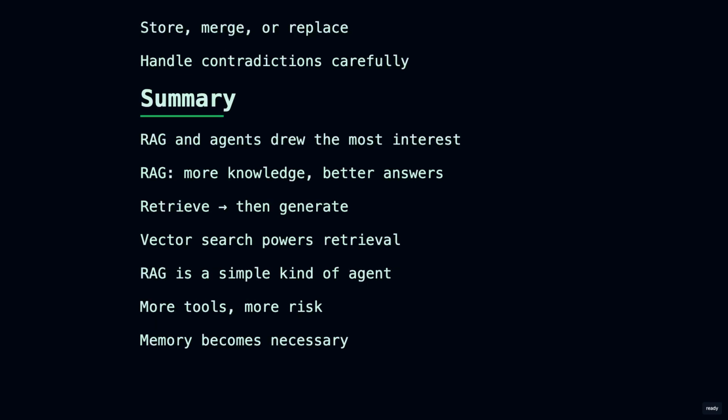RAG and agents both work with more information than a model can hold in its context window. That's why a memory system becomes important. It helps organize, store, and reuse information over time.